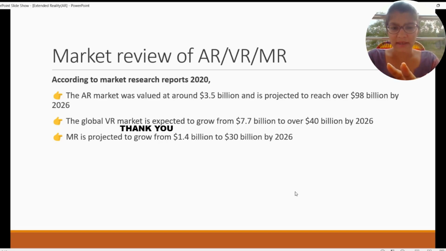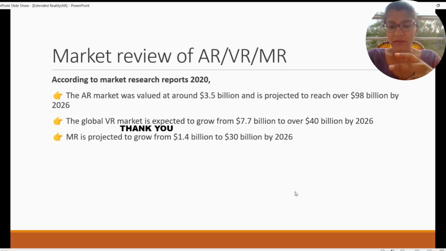What is the market review of augmented reality, virtual reality, and mixed reality? According to market research reports from 2020, the AR market was valued at around $3.5 billion and is projected to reach over $98 billion by 2026. See how much rise it has: augmented reality goes from $3.5 billion to $98 billion.